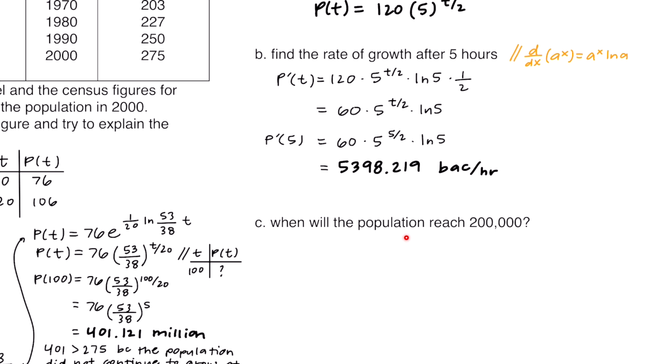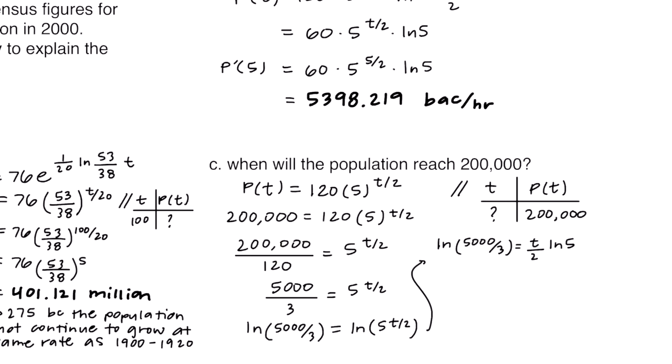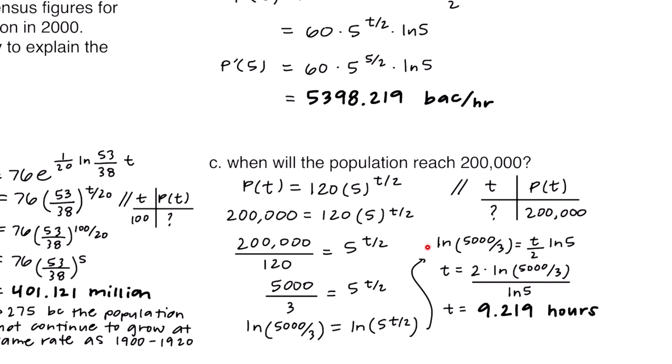Part C says, when will the population reach 200,000? So we have our equation and we're solving for t when the population is 200,000. So we're going to plug this in over here and then solve for t. So first step, we're going to divide both sides by 120, and this reduces to 5,000 over 3. Next, we'll take the natural log of both sides. We bring this t over 2 in front, and then we're going to times both sides by 2 and divide by natural log of 5. So you end up getting t is equal to 2 times natural log of 5,000 over 3, all divided by natural log of 5. I plug this into the calculator, and you get 9.219 hours.